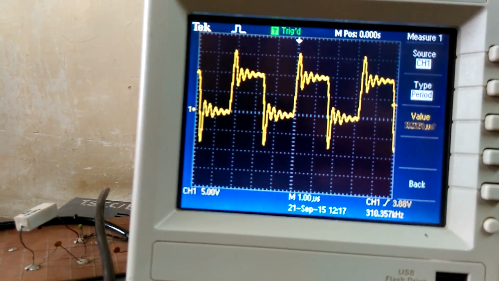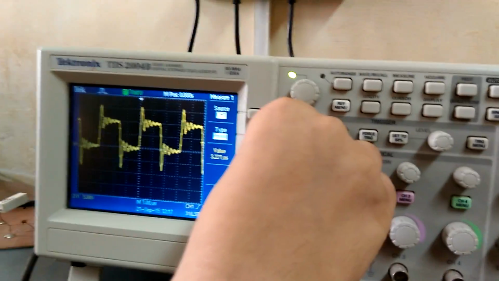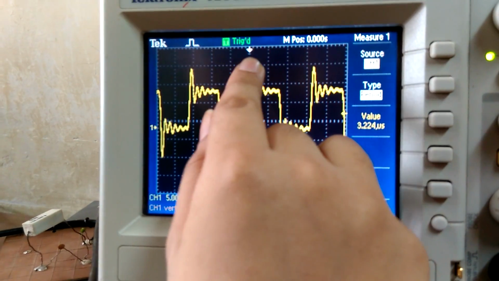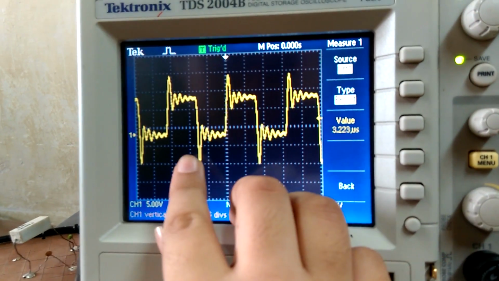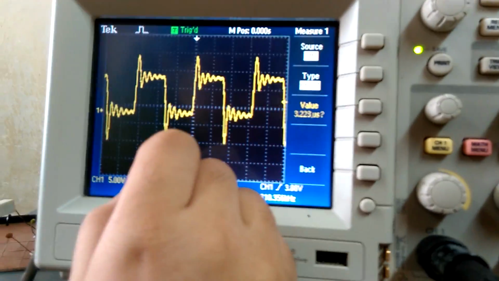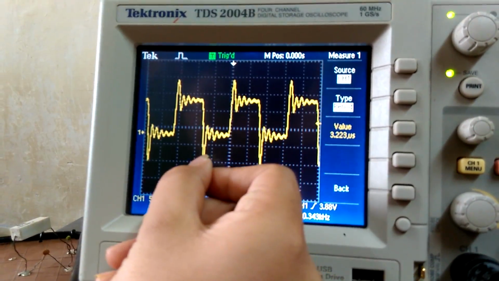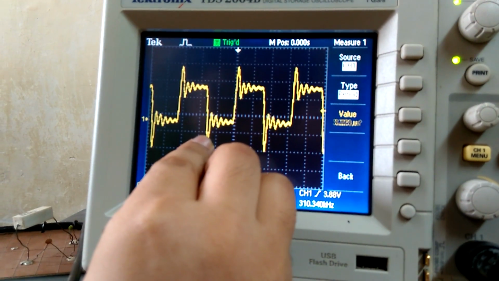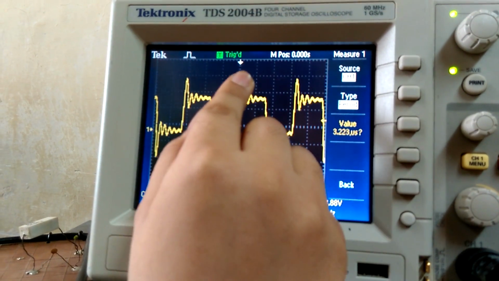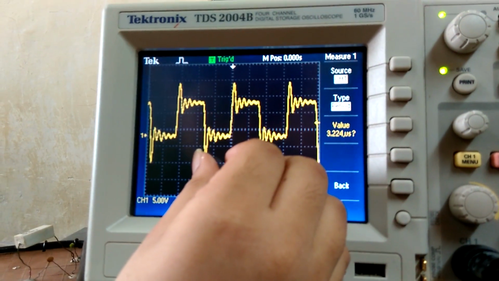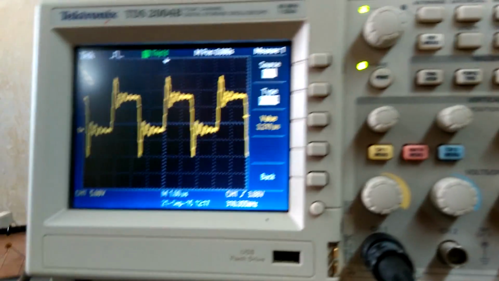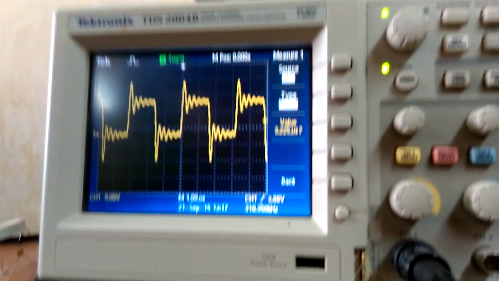Now in this, 1 2 3 4 5, there are 5 blocks between the lowest and the highest peak. So 10% of that will be 0.5. So take 0.5 from the lowest peak and 0.5 from the highest peak. Then calculate the number of blocks, multiplied by time per block, which will give the rise time.